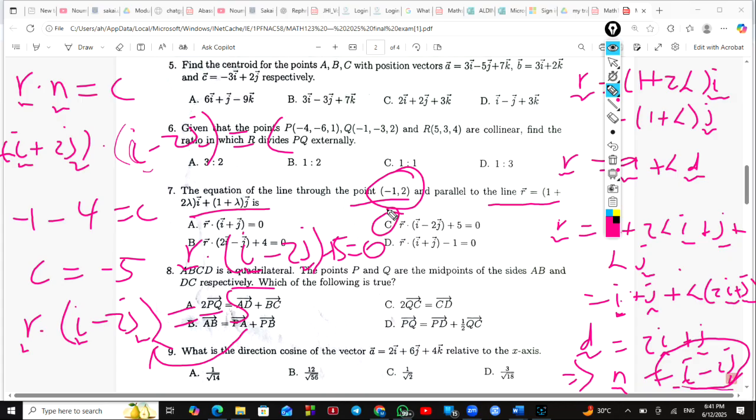So the answer to question 7 is C. To question 6 is A. Okay, so let's check the other question.